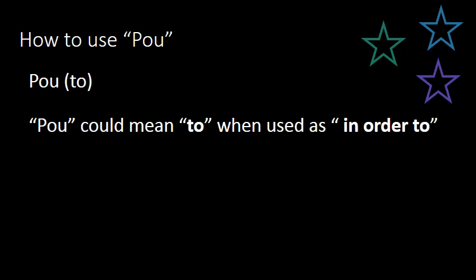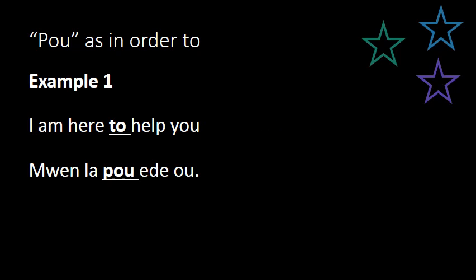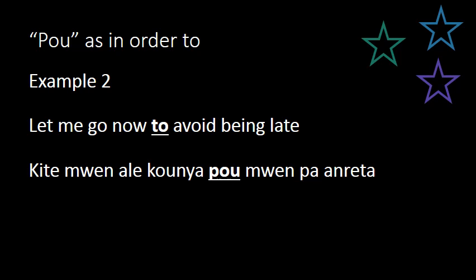First, pu could mean to when you use it as in order to. Example 1. I'm here to help you. Mwen la pou ede ou. Another example is, let me go now to avoid being late. Kite mwen ale kounya pou mwen pa an reta.